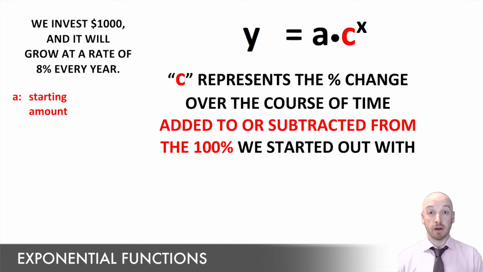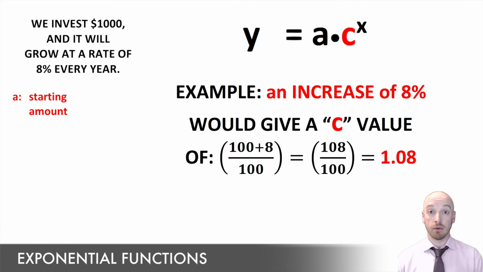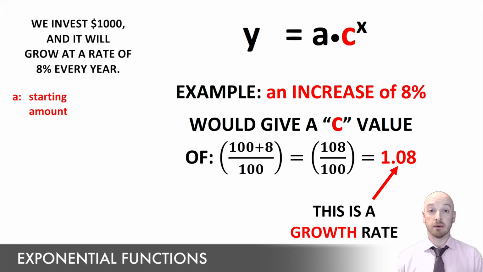So looking at that money investment example, we had a percent change of an increase of 8% per year. To calculate our new value, though, we would have to add that 8% change to the 100% that we started out with. So we've got a change rate, or a growth rate, of 108%. Now, since we're going to be multiplying that c value, we're going to have to change that 108% to a decimal. And like any percentage, we can change it to a decimal by simply dividing it by 100. So when I divide that 108 by 100, I'm going to get a c value here of 1.08. And this 1.08 is representing our initial amount plus that 8% growth.